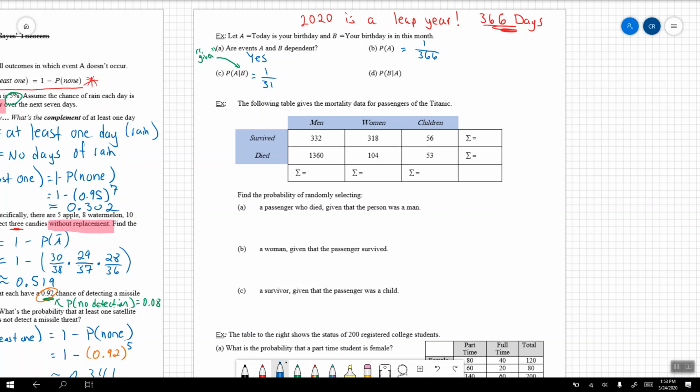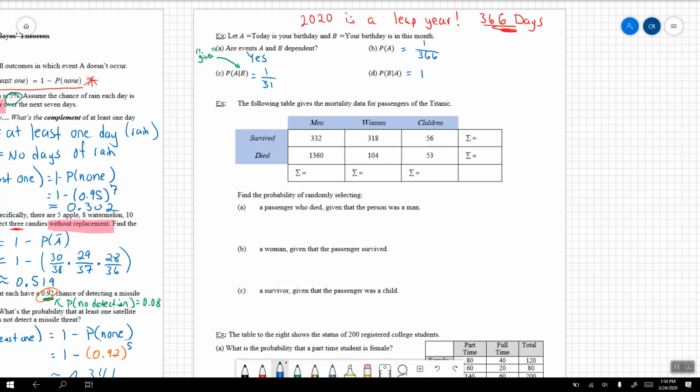Now for the next one, for part D, probability of B given A. So the probability that your birthday is in this month, given that today is your birthday. That's interesting because it's not the exact same as the previous probability. So if today is your birthday, what does that mean about this month? Well, that means it's your birthday month. So the probability of B given A in this particular case is 1 because, again, this probability depends on today being your birthday.